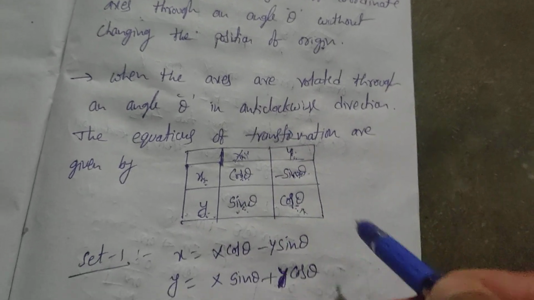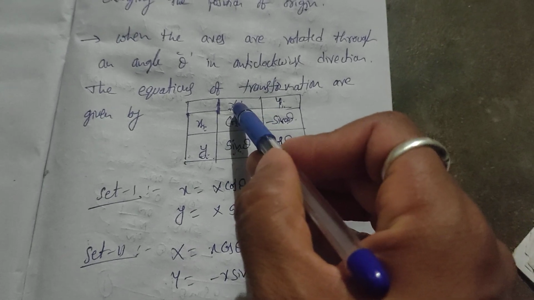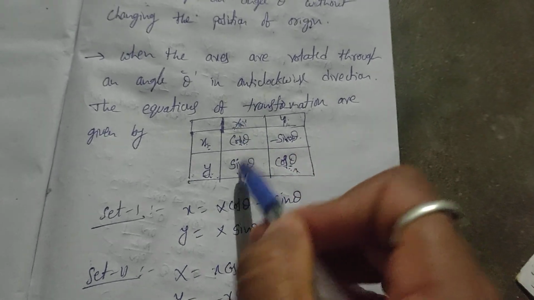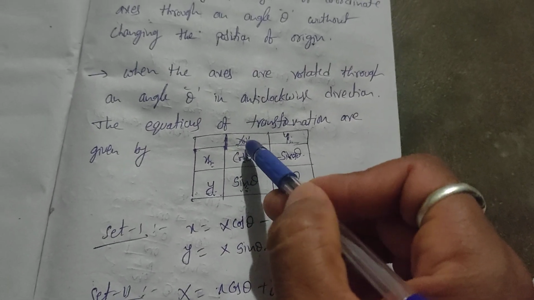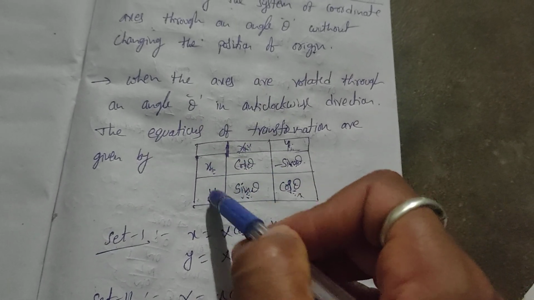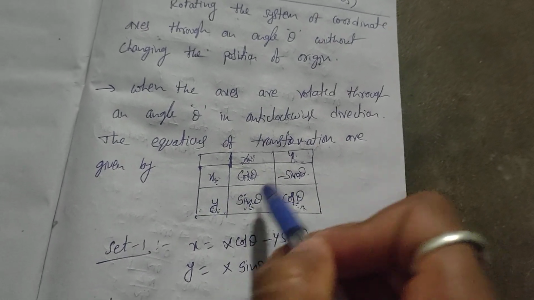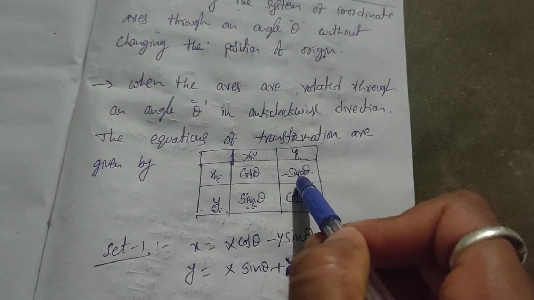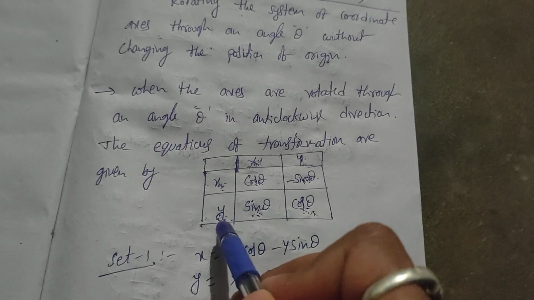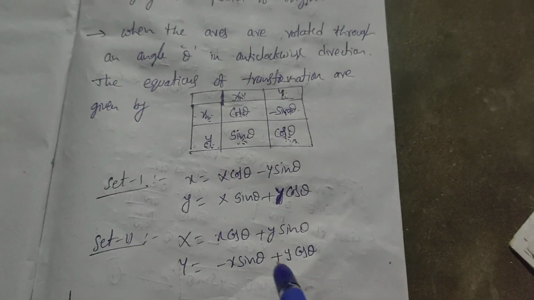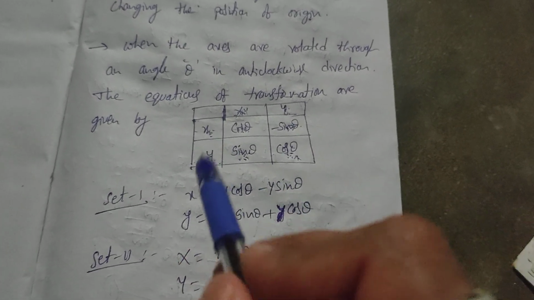Similarly, if you want to find capital X in terms of small x and y, take the corresponding column. These are columns, these are rows. So for capital X, in terms of small x, small y, use these two: x cos theta plus y sin theta. And capital Y is equal to, similarly, these two corresponding: minus x sin theta plus y cos theta. So it is very useful to remember these formulas. This table is very useful.